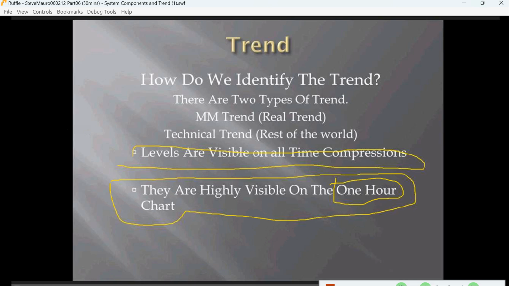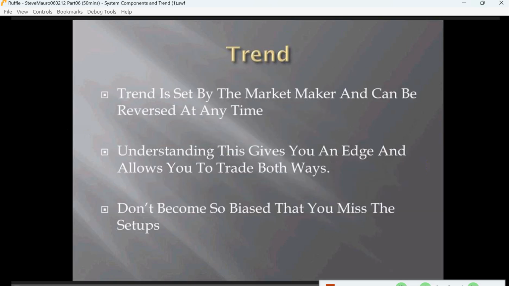So, to further the point, the trend is set by the market maker. It can be reversed at any time. Understanding this gives you, in essence, an edge and allows you to trade both ways without fear by understanding there's only one part of the cycle that you cannot trade against the dealer. And that's coming out of level 1 consolidation. So don't become so biased that you miss the setups. Don't be like, oh, it's going up, it's going up, it's going up. I'm looking for a W. And then the dealer throws an M right in your face. Then you go, nope, it's going up.